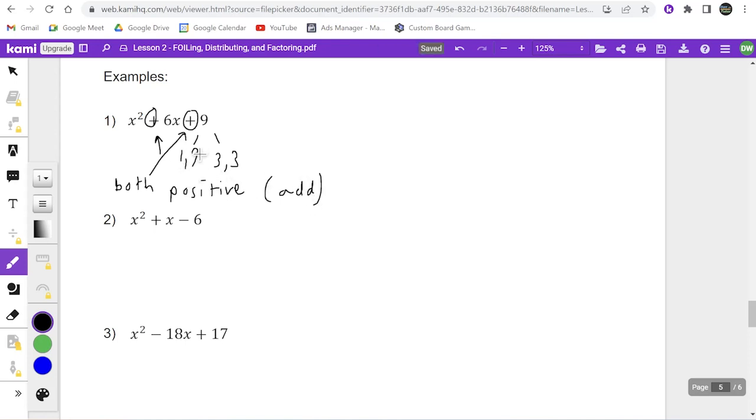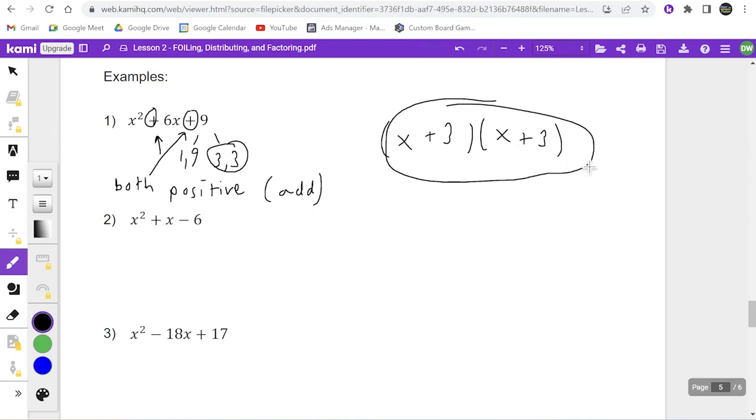So 1 plus 9 is 10. That is not 6. And 3 plus 3 is 6. And obviously that's right because I need to add to the middle term. So 3 plus 3 is right. So in other words, I write it out, x times x with the parentheses like this. And then filling in the blanks, it's plus 3 here and plus 3 here. And there's your answer. That wasn't so bad, right?